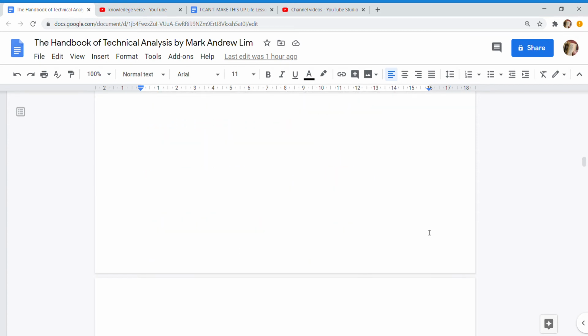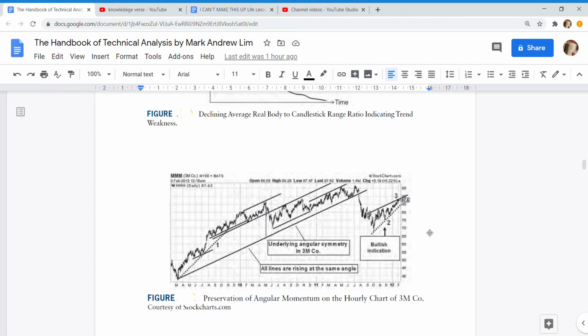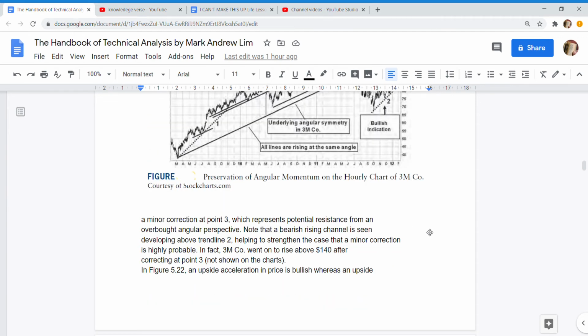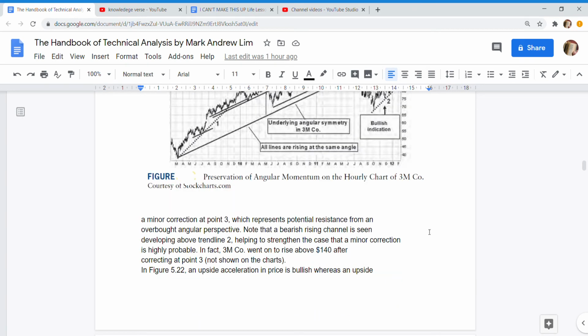A minor correction at point 3, which represents potential resistance from an overbought angular perspective.